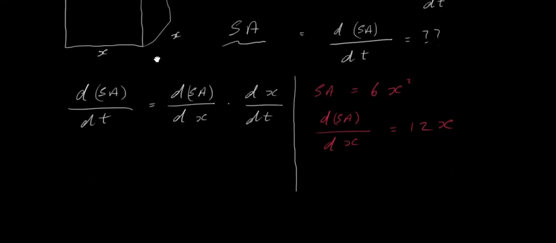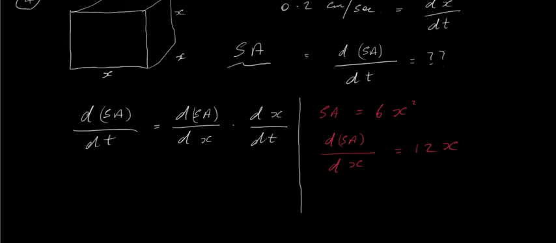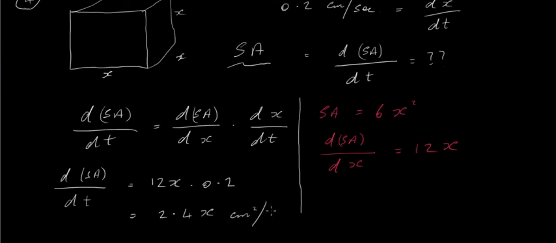So let's do that. Our dSA/dt, rate of change of surface area with respect to time, is dSA/dx, which we've just worked out as 12x, multiplied by dx/dt. The dx/dt is 0.2 centimeters per second. So that will give me 0.2 times 12x, so that's 2.4x centimeters squared per second. That's the rate of change. That's how fast the surface area is changing with respect to time.